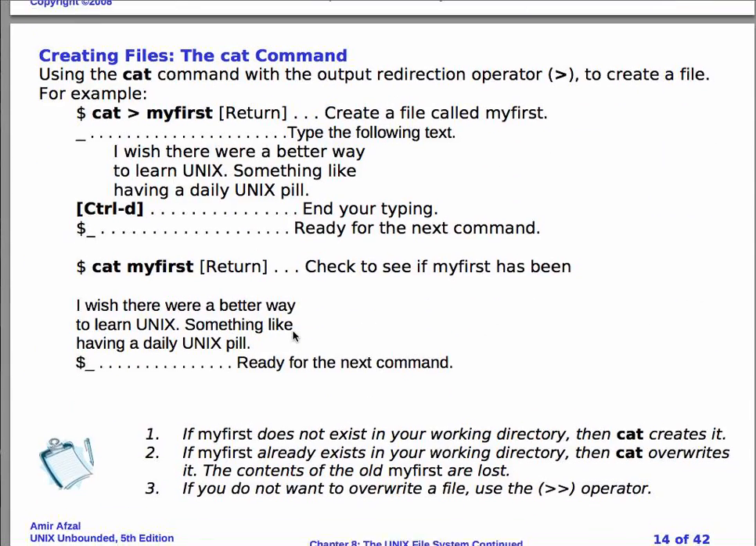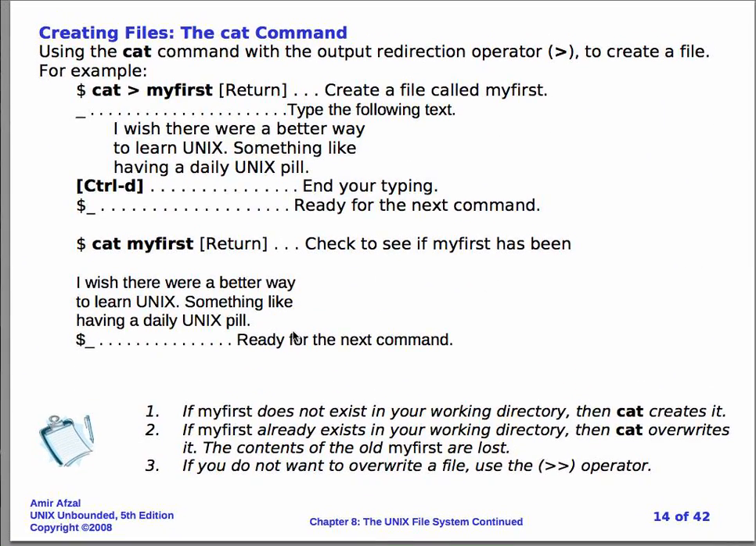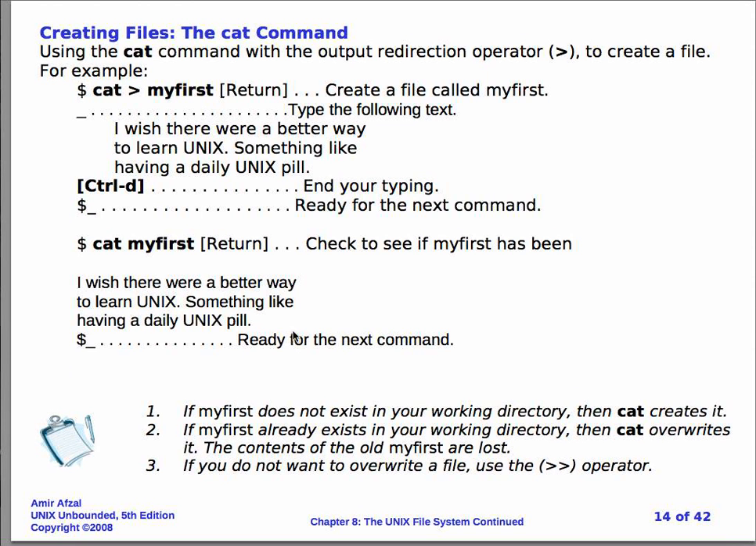Let's move on. Let's take a look at how to create files using the cat command. And we actually did this already. We just did a small example. You just say cat space greater than, and then the name of the file that you want to create. So for example, you can say cat space myfirst, and then hit enter, and you won't see anything, but it's waiting for you to type in text, and you can type in anything you want.